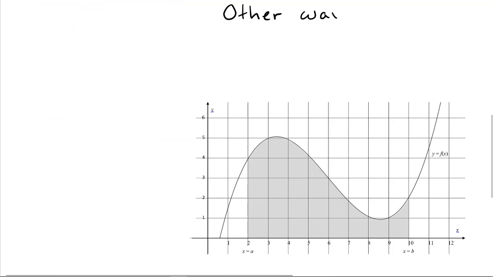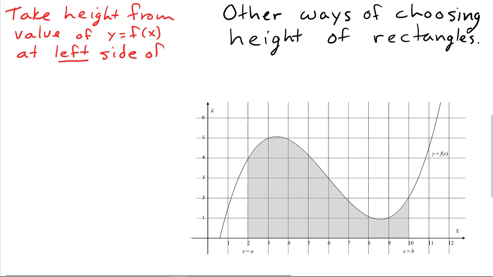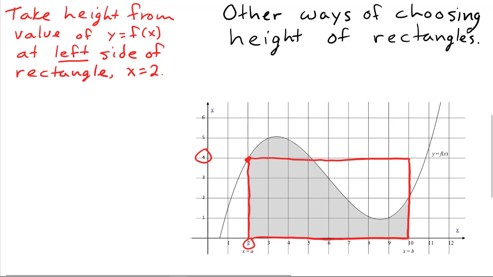So we have some other ways of choosing the heights of the rectangles that can give us some perhaps better information. One is to take the height from the value of the function at the left side. So our left side is at x equals 2. We put 2 into the function and we get a height of about 4. So we can use the height of the rectangle as 4. The width, of course, is still 8, and we get an area of 32. The left end is generally not the highest point or the lowest point. So this isn't going to give us something that we know is too large or something that we know is too small. We can just say the area is about 32, give or take something.